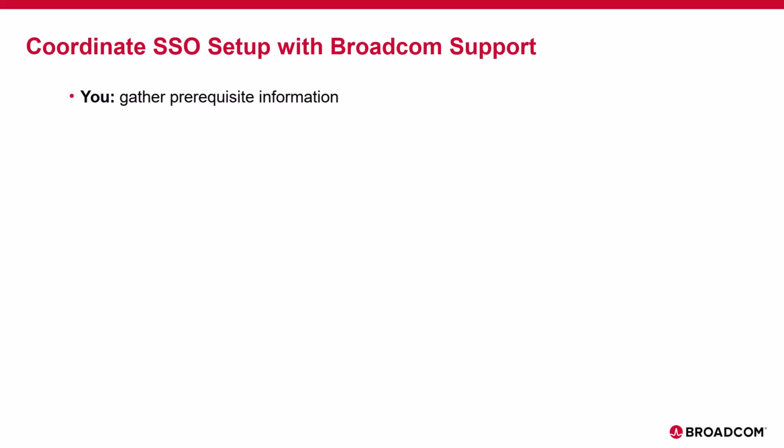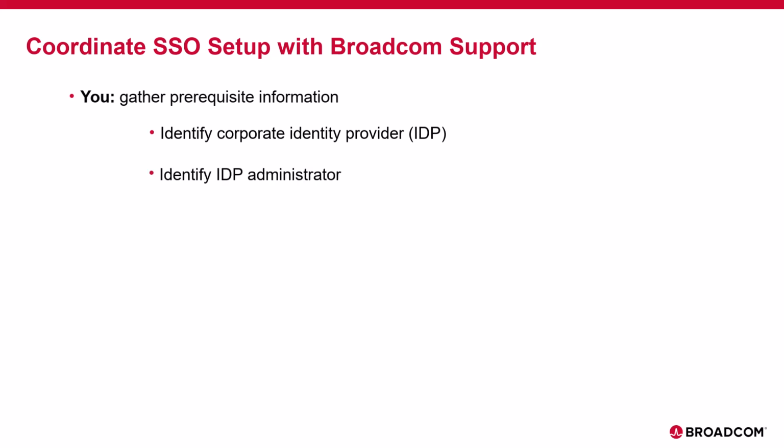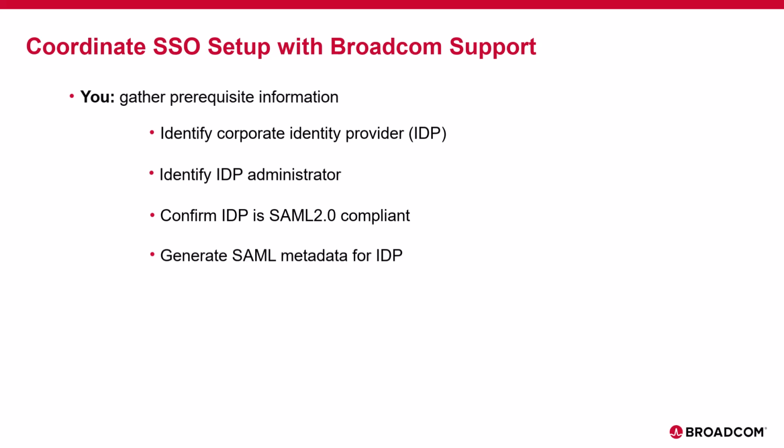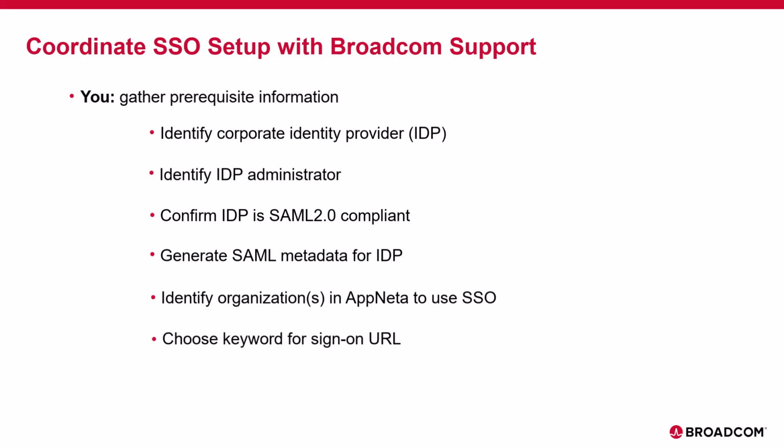Coordination with Broadcom support is required to set up SSO. Coordinating with support requires opening a support ticket. Before opening a ticket, we recommend that you identify your corporate identity provider and its administrator, confirm your identity provider is SAML 2.0 compliant, and ask your administrator to generate a SAML metadata file for your identity provider. You should also identify which AppNeta organizations will use single sign-on, and choose a keyword to use for a custom AppNeta sign-on URL. The keyword is typically the company name.